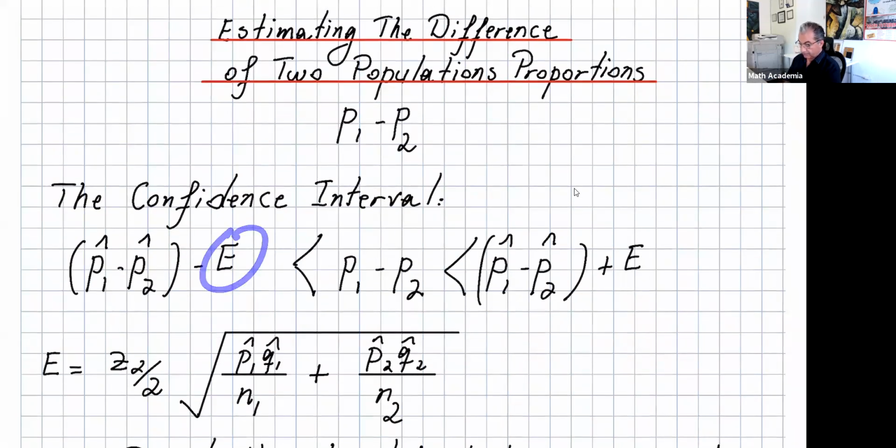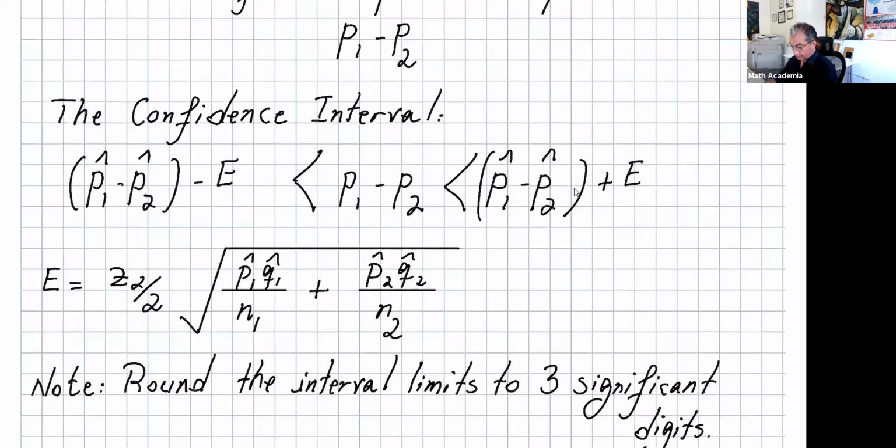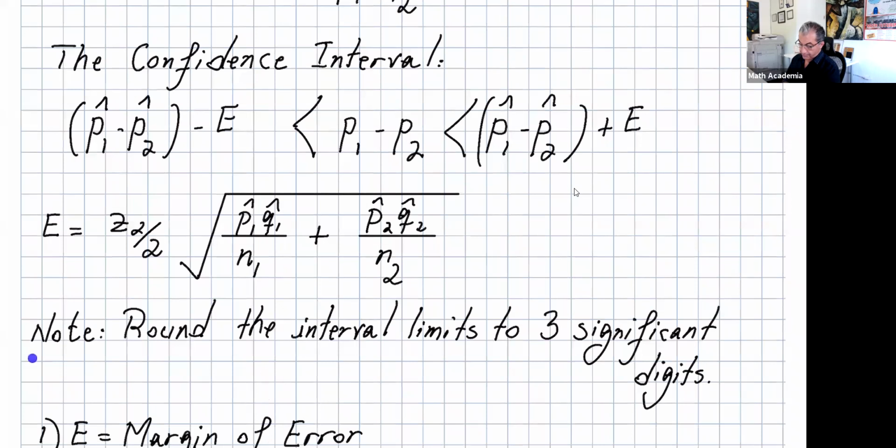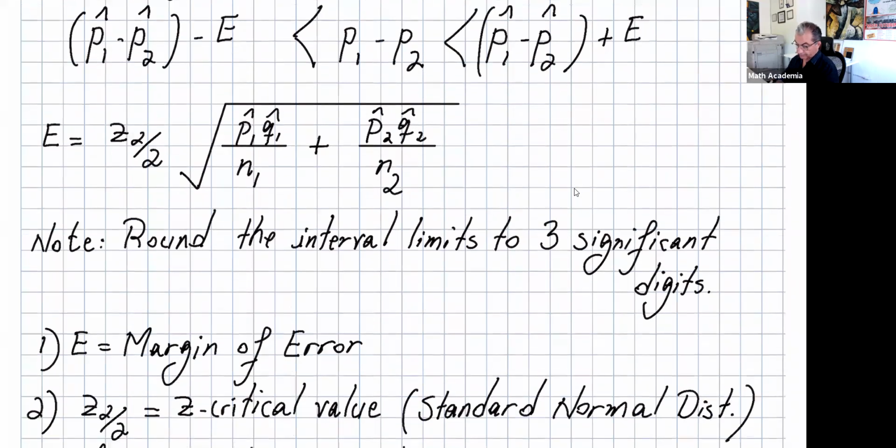E is the margin of error, and that's z sub alpha over 2 times square root of p hat 1 q hat 1 over n1 plus p hat 2 q hat 2 over n2. So I put a little note for you here. Round the interval limits to 3 significant digits, and we will go over that.